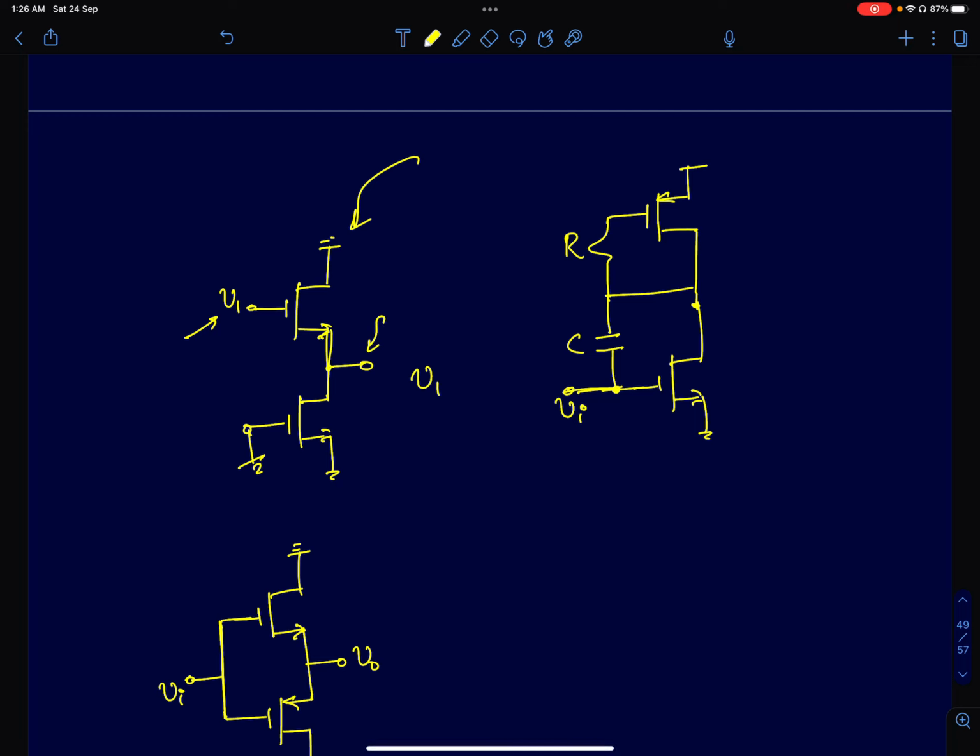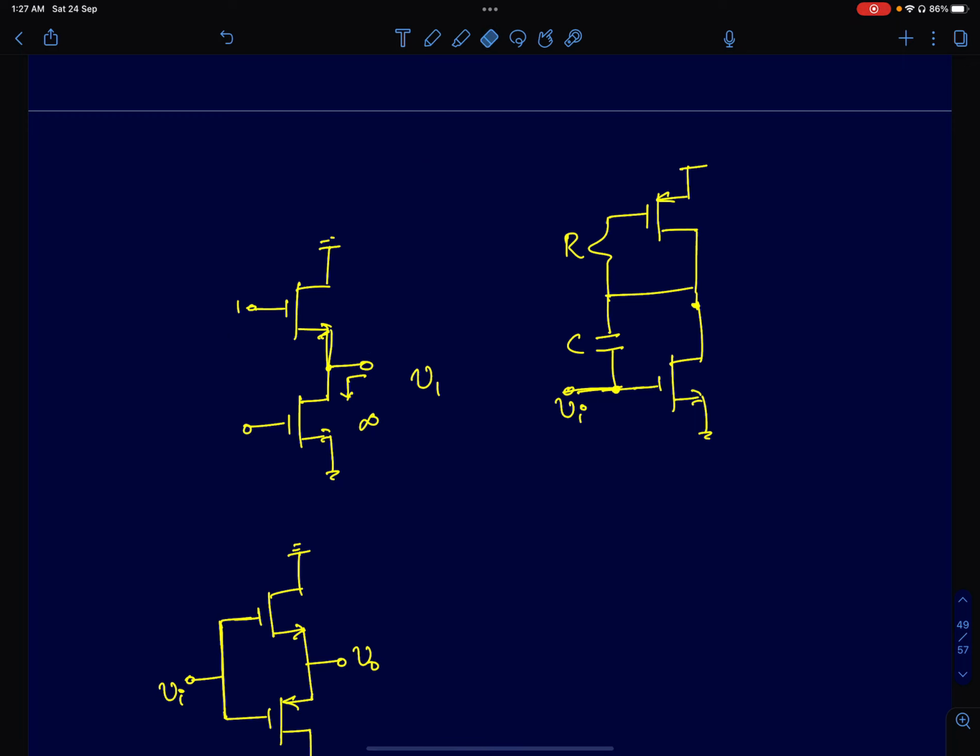It's a source follower, and the impedance looking down is infinity because R0 is infinity. So for a source follower, R0 is infinity. If you increase this node by delta V, the source will also increase by delta V because the current cannot change. Current is constant. So the voltage gain is 1. So you get Vn as it is at the output.